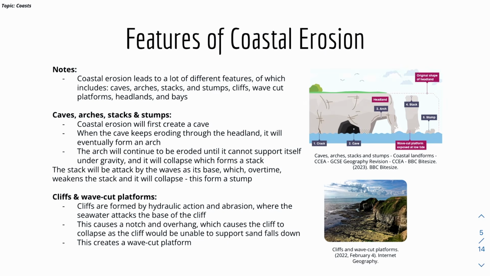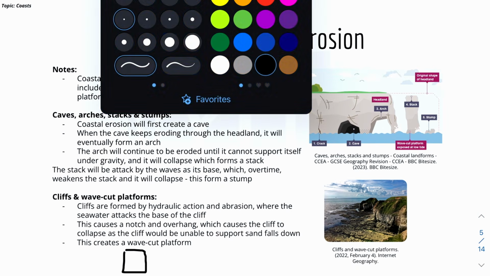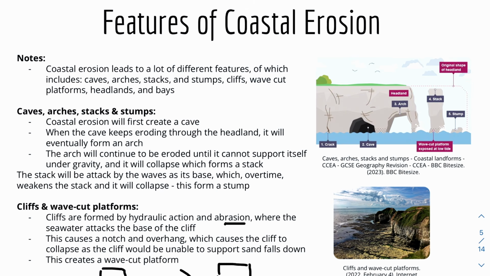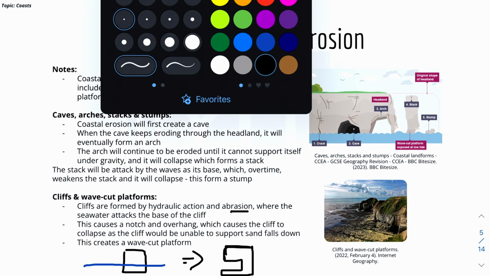So let me just draw a diagram right here. So let's say originally you have this huge chunk of cliff right here, right? Where let's say the seawater goes up to here. So there's a little part down here. There's a little part of the cliff right here. So over time, the cliff will be eroded due to seawater, due to hydraulic action and abrasion, which will basically form this little notch and overhang. So the cliff will be eroded to form something similar to this right here. And that's the seawater level right here.